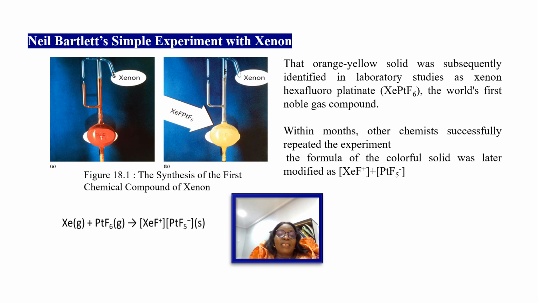Bartlett insisted that he had obtained the first noble gas compound. That orange-yellow solid was subsequently identified in laboratory studies as xenon hexafluoroplatinate, the world's first noble gas compound. Within months, other chemists successfully repeated the experiment. And that is the beauty of science. If you claim to have seen something, you give them your experimental procedure. It will be repeated, and people will prove whether you got that thing or not.